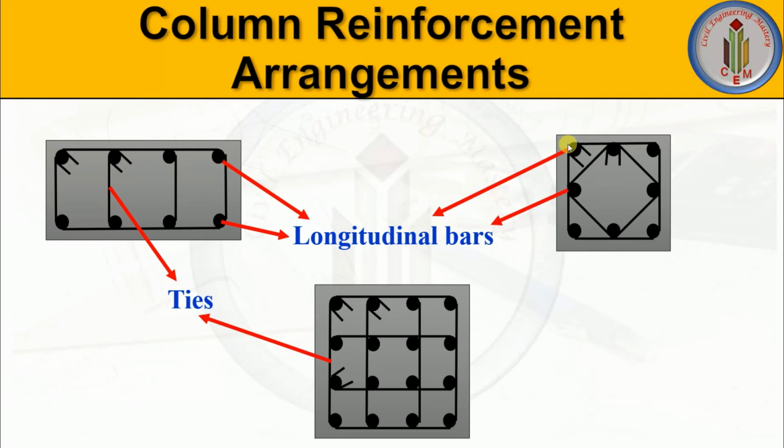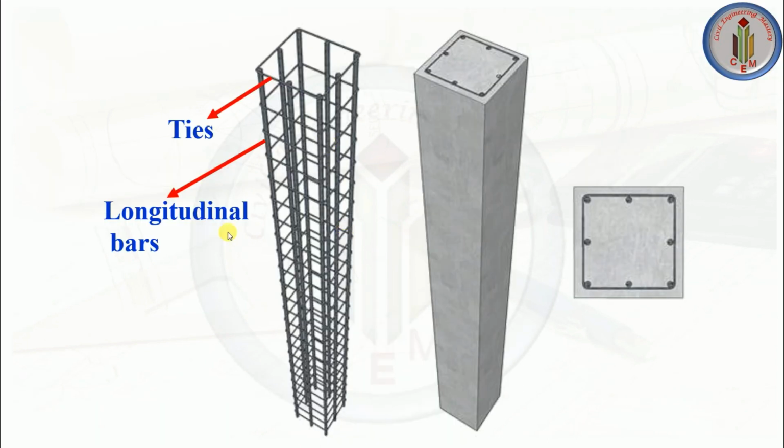Similarly, if you take this column, we have 8 main bars or longitudinal bars. We have one tie which is covering the outer bars, and one more tie is covering the inner 4 bars. Consider this column. Here also we have many main bars, and then we are having ties here. This is one tie, and this is one tie, and this is one tie. Let's see in this review section.